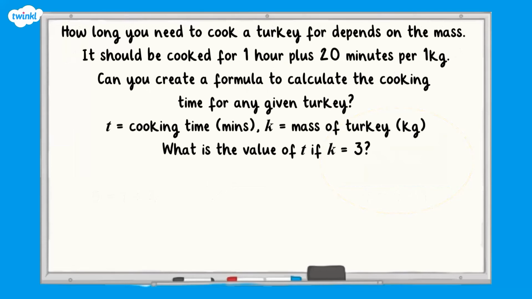Let's apply this learning to a real-life situation. How long you need to cook a turkey for depends on the mass. It should be cooked for 1 hour plus 20 minutes per 1 kilogram. Can you create a formula to calculate the cooking time for any given turkey? Use T to represent the cooking time in minutes and K for the mass of the turkey in kilograms. Then use the formula to calculate how long you need to cook a 3 kilogram turkey for.